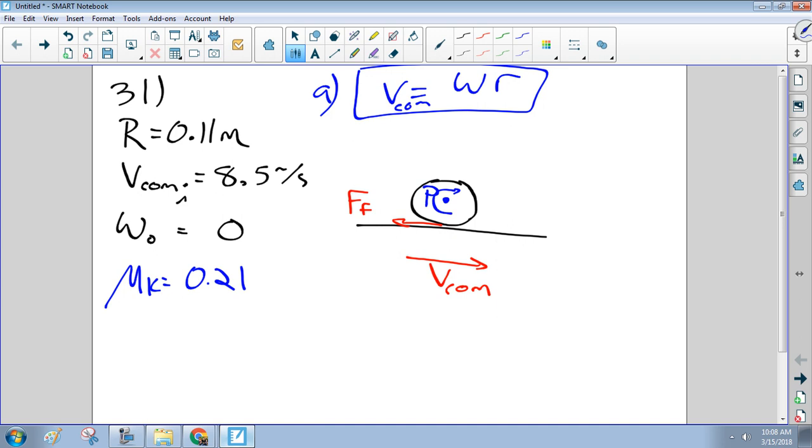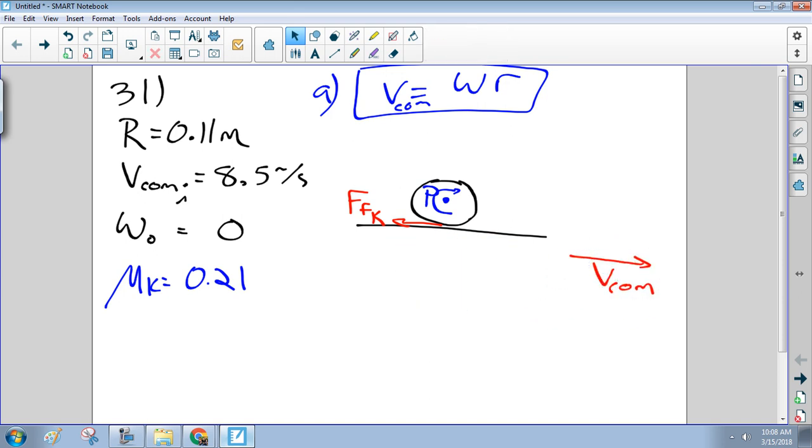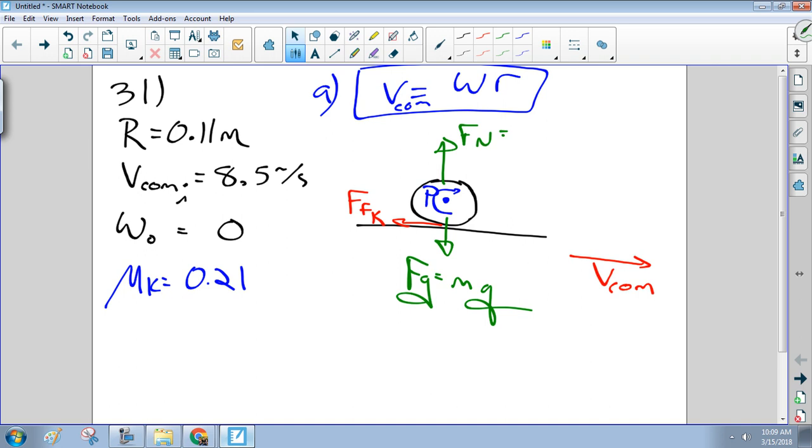Does that make sense? All right, part B. During the sliding, what is the linear acceleration? I should finish my free body diagram up. We've got our force of kinetic friction. We've got our force of gravity, which is going to be mg. Our normal force is going to be big enough to cancel that, so it's also mg. And our force of friction then is going to be 0.21 times mg, right? Normal force times coefficient. Everybody good?